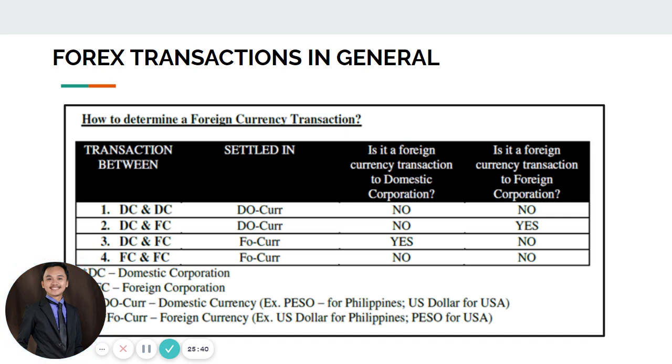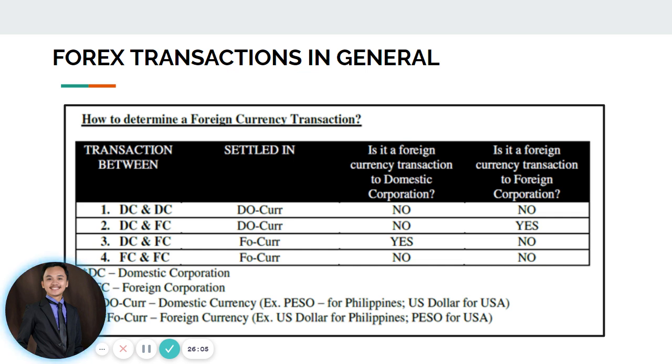So that only means, guys, that the basis is not whether the transaction is between two countries or entities from different countries, but the basis to determine whether there is a foreign currency transaction is whether foreign currency is involved in the settlement. Okay?